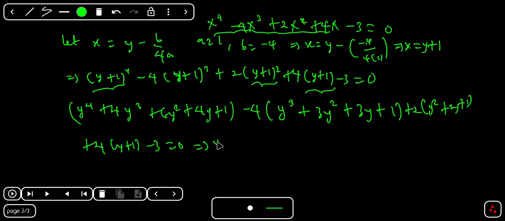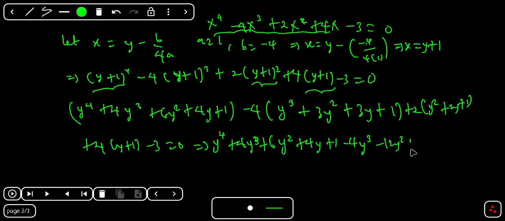So we simplify this completely. We're going to have y raised to the power of 4 plus 4y raised to the power of 3 plus 6y raised to the power of 2 plus 4y plus 1 minus 4y raised to the power of 3 minus 12y squared minus 12y minus 4 plus 2y raised to the power of 2 plus 4y plus 2, then plus 4y plus 4 minus 3, then everything will be equal to 0. Okay, so now let's collect like terms.